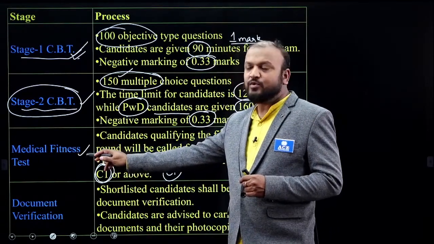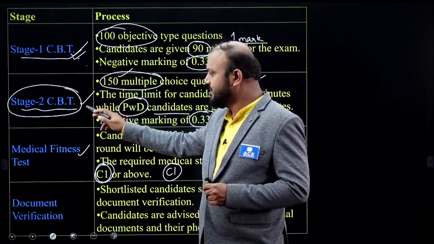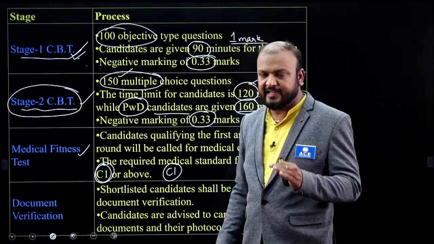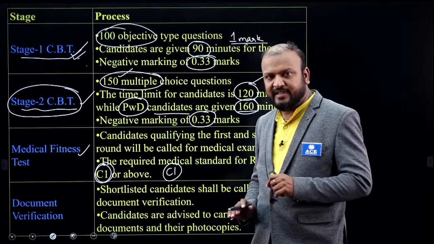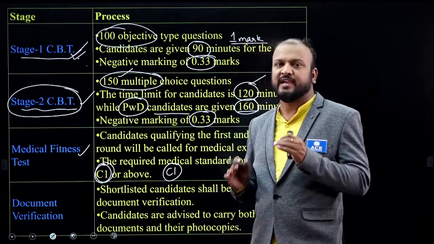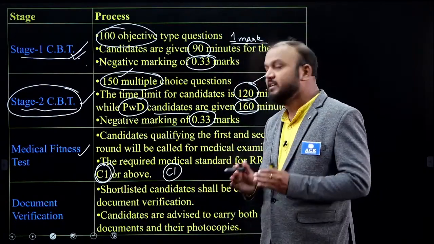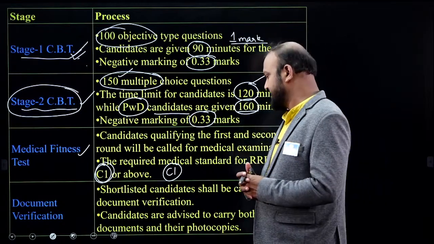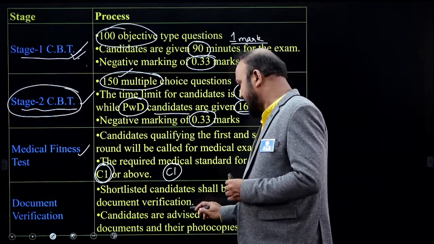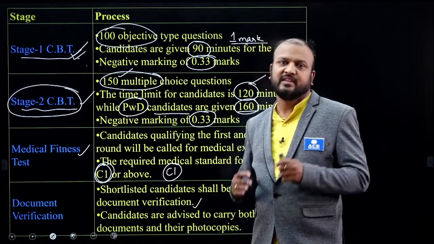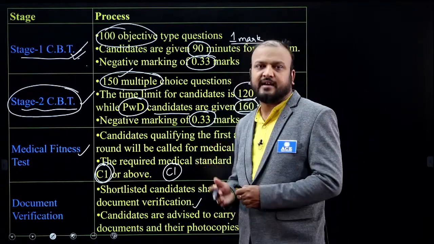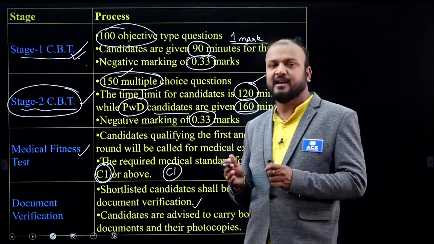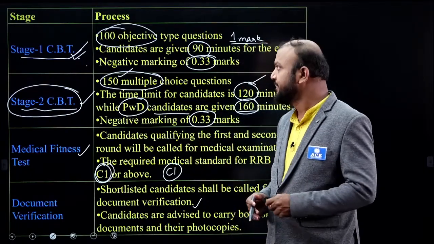If a candidate qualifies for CBT 1, CBT 2, and the medical test, finally document verification is going to be done, and it is recommended for all candidates to carry both originals and photocopies of all the documents wherever necessary. After document verification is over, the candidates will be given a position for RRB JE IT or RRB JE stream specific.